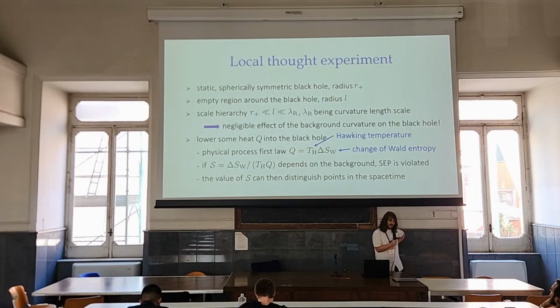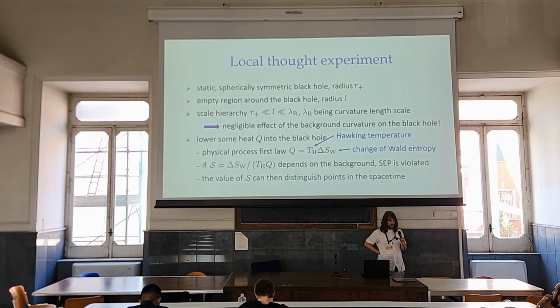And with this setup, we prepare some matter that is fully randomized. It is only heat, it cannot perform any work. Let's say we take some thermal gas in a small container. We prepare it in the faraway region from the black hole, and we slowly, carefully lower it inside so that no work is being done. And in that case, the physical process first law basically guarantees that the heat absorbed by the black hole is equal to the Hawking temperature times the change of the black hole's Wald entropy.